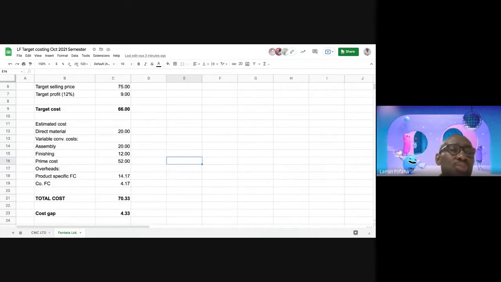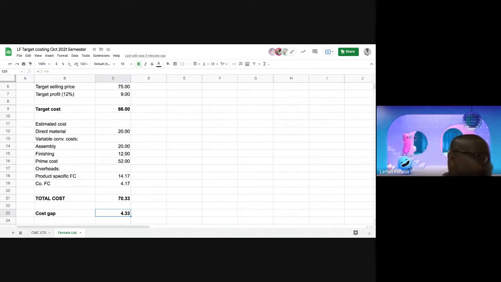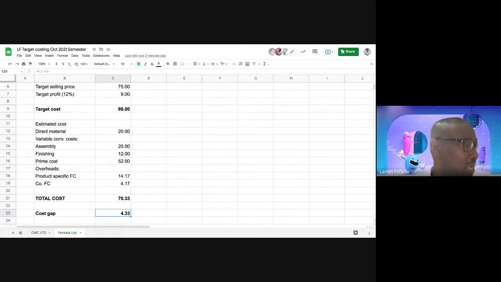So in this question, the A part, the answer is 66 for our target cost, and the B part, the answer is 4.33 for our cost gap, and then the C is just for you to explain what to call it.